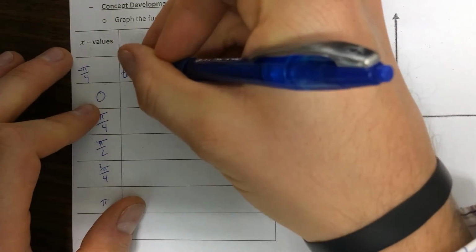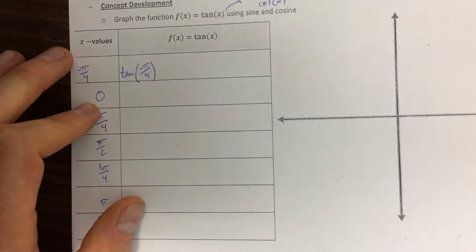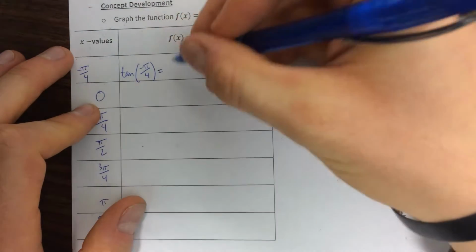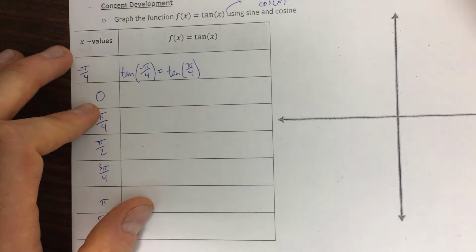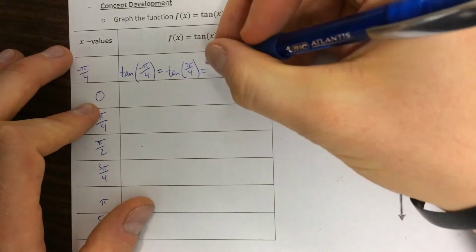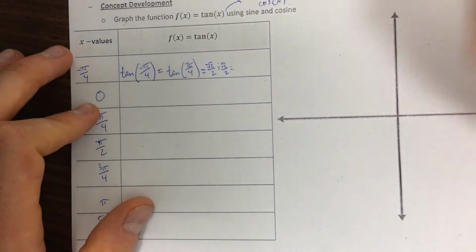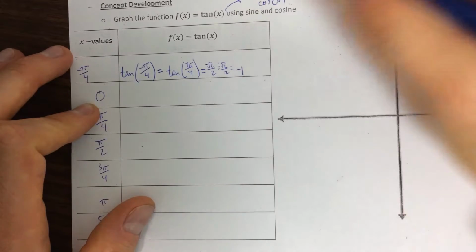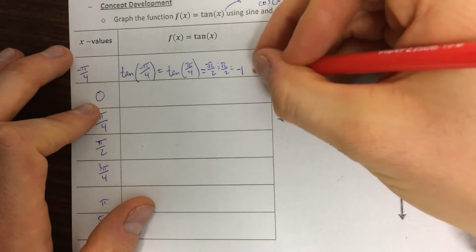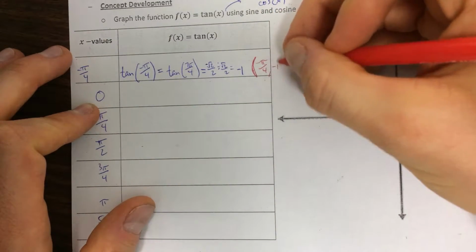So we can say tangent of negative pi over 4. And we can find the coterminal angle with negative pi over 4. That would be 7 pi over 4. The sine of 7 pi over 4 would be negative square root of 2 over 2. We divide that by cosine, which is square root of 2 over 2. Something divided by itself would be 1. We have a negative there, so this is negative 1. And so our ordered pair would be negative pi over 4, because that's what we input into our function, and negative 1.